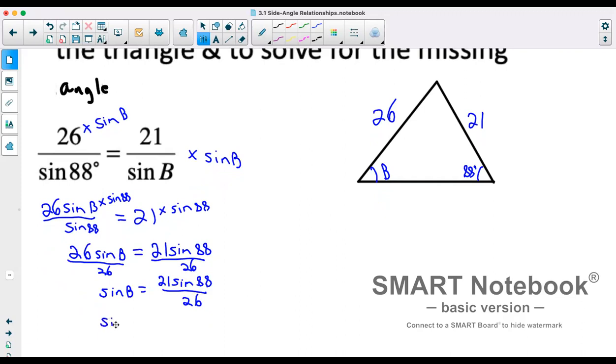If I calculate that, that gives me sine of B is equal to 0.8072. At this point, I will get the angle on its own by doing the arc sine. So B is equal to sine inverse of 0.8072, and we get an angle of 54 degrees.